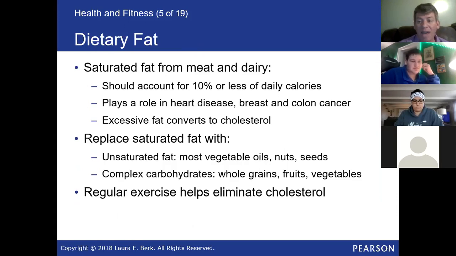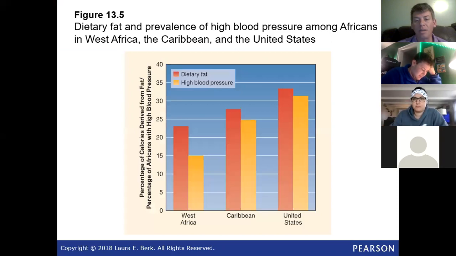Our diets, the fat in our diets, saturated fat from meat and dairy should account for only 10% or less of our daily calories. This plays a role in heart disease, breast, and colon cancer. Excessive fat converts to cholesterol. So we need to replace the saturated fat with unsaturated fats. We find this in most vegetable oils, nuts, seeds. When it comes to complex carbohydrates, we get that in our whole grains, our fruits, our vegetables. And of course, regular exercise will help eliminate cholesterol.